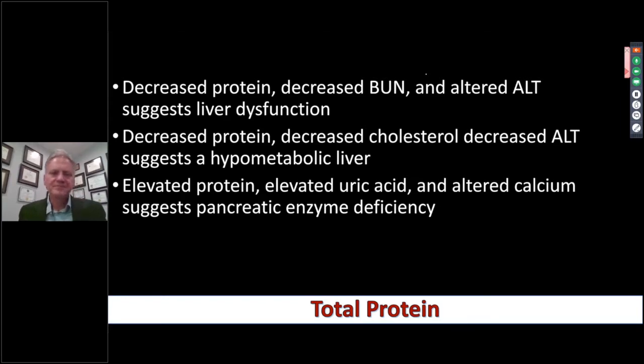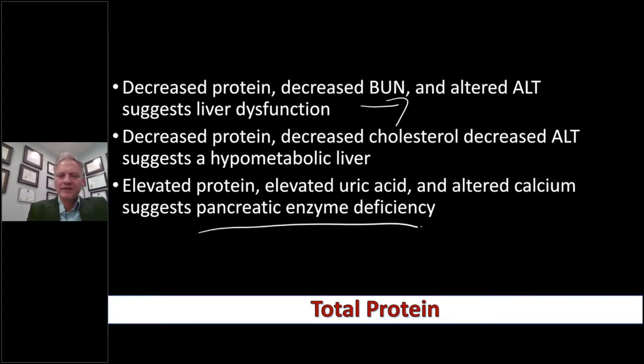I think I have some patterns up here for you. Okay, so let's look at this. If you have decreased protein and decreased BUN and altered ALT, it suggests that we've got some liver congestion. We've got some liver function or dysfunction. If you have decreased protein, decreased cholesterol, decreased ALT, then you have a hypometabolic liver. I'm going to show you a picture of this just in a second. Okay, so elevated protein, elevated uric acid, altered calcium suggests pancreatic enzyme deficiency. I'm also going to suggest that this suggests that you've got an inflammatory process going on.